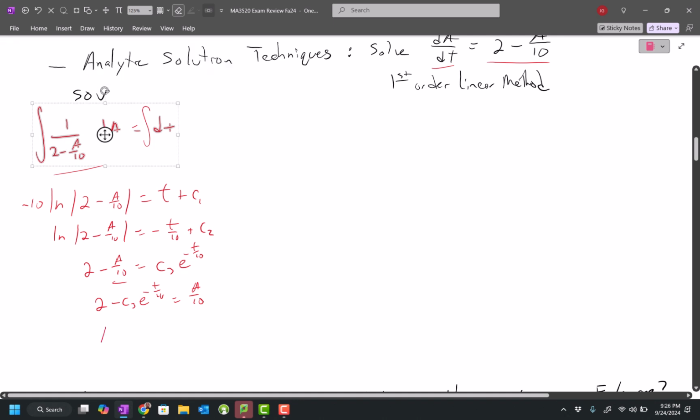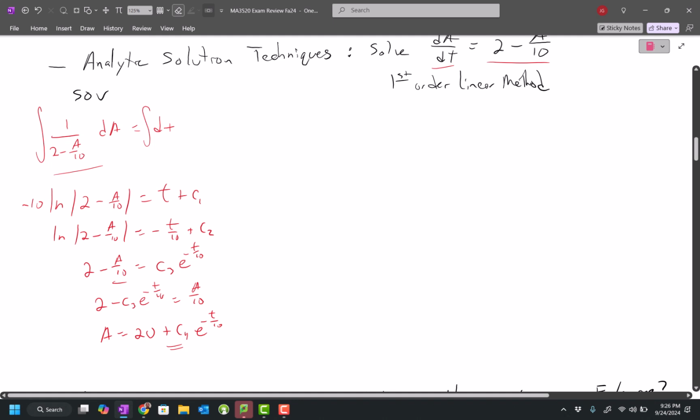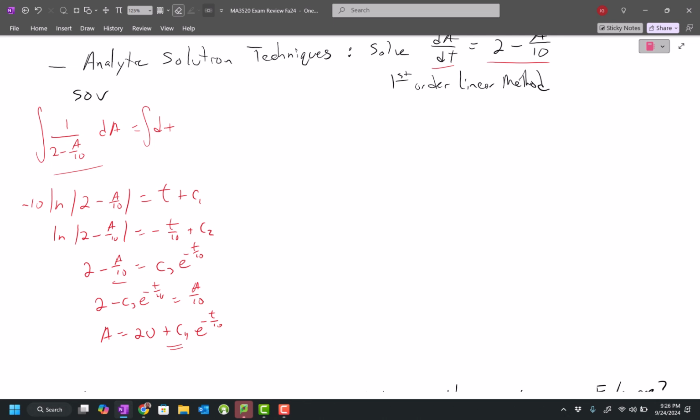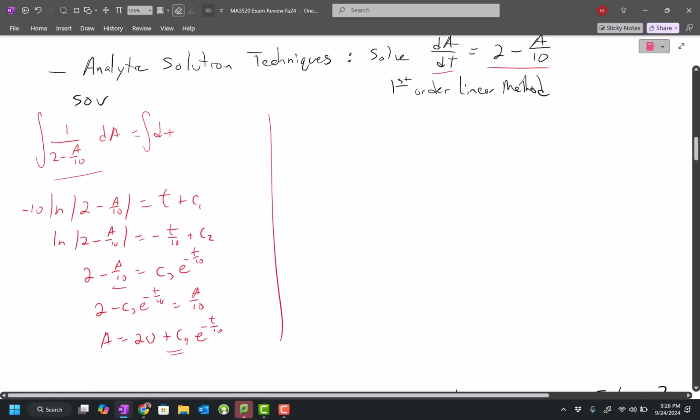Now I'm going to write that as a equals 20, and then plus c4 e to the negative t over 10. In this case, I multiplied through by 10, and I consolidated not only the 10, but also the negative sign into that constant. And there may be some cases where WebWork will want you to consolidate all of your constants, including the sign, to write something as plus one single constant. So this would be my final solution using separation of variables.